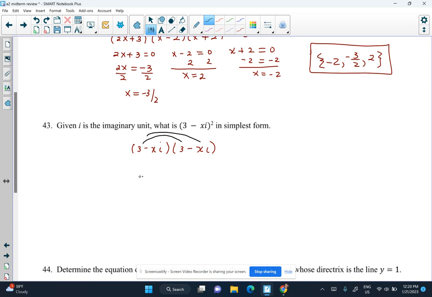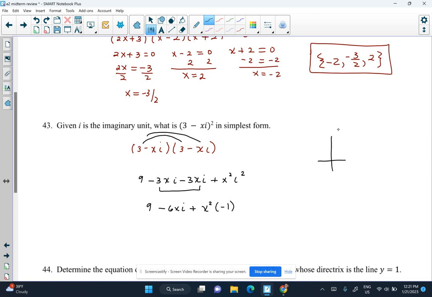So 3 times 3 is 9. 3 times negative xi is negative 3xi. Negative xi times 3 is negative 3xi. And a negative times a negative is a positive. x times x is x squared. And i times i is i squared. I can combine like terms, so I get 9 minus 6xi plus x squared i squared. And I know that i squared is equal to negative 1.